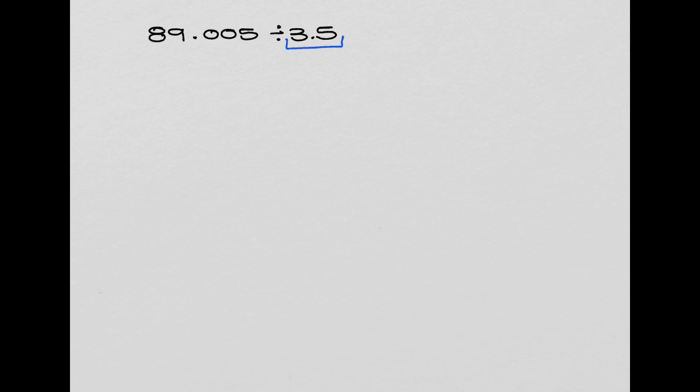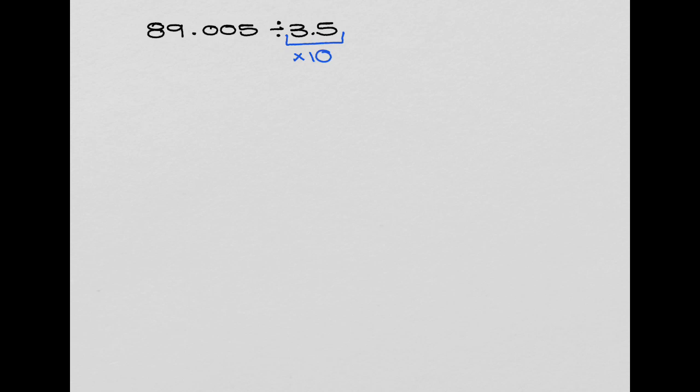At the moment, it's 3.5. I don't want 3.5, I want 35. So instead, I'm going to multiply that by 10 to make 35. But you cannot just do that randomly to one number. So you're going to take this part and also times it by 10. So now I've got 890.05, and that is going to be divided by 35.